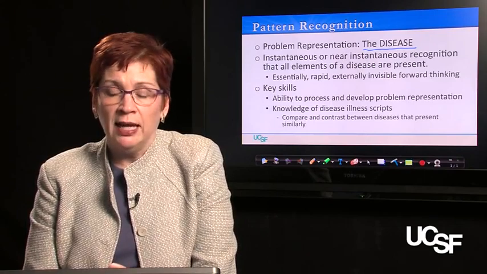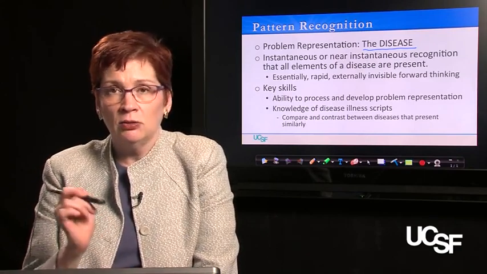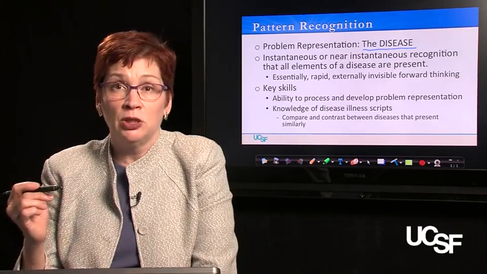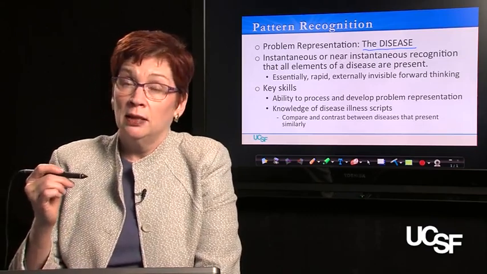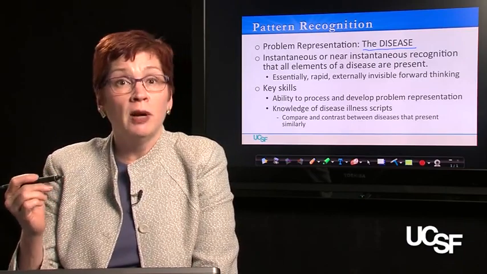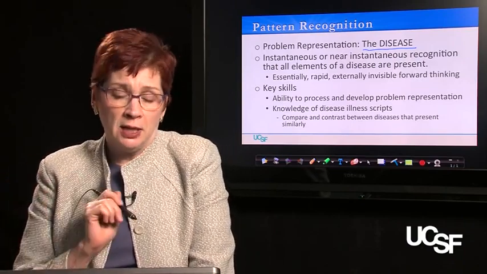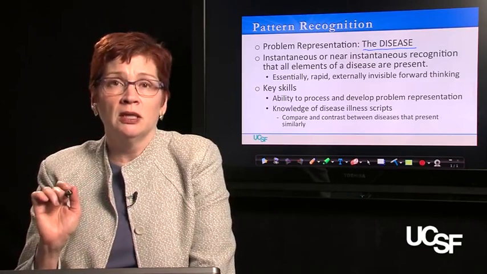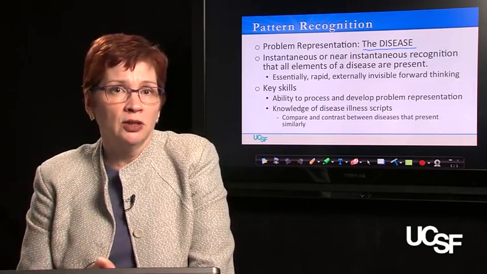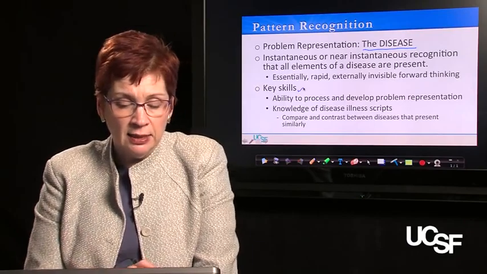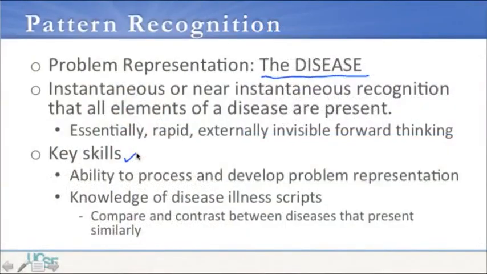Essentially, this is rapid and externally invisible forward thinking. I don't take the time to sort of explain to you that I'm thinking, oh, this is acute versus chronic, oligo versus mono, with rash versus without rash. It's just clearly apparent to me that this person has disseminated gonococcal infection. And the key skills needed are the ability to process and develop problem representations, as we've been talking about, and a keen knowledge and understanding of disease illness scripts, and the ability to compare and contrast between diseases that might present similarly.